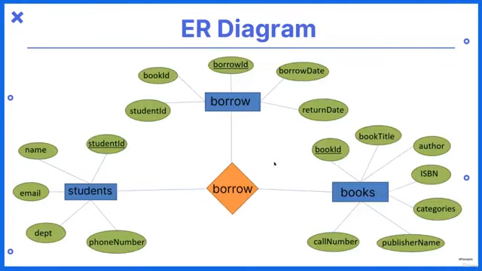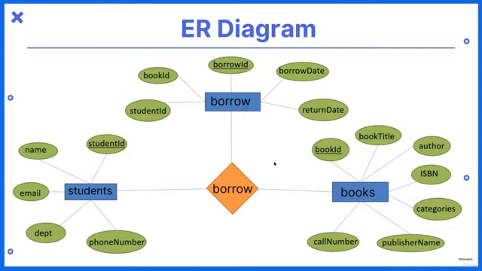So this is how the ER diagram of our database looks. As you can see, we have 3 tables. Apart from this, we also have an admin table which contains the admin login details. So here these are the 3 main tables. As you can see, the students table contains the details of the student. So we have details such as the student ID, name, email, department and phone number. The student ID is here the primary key for this table.